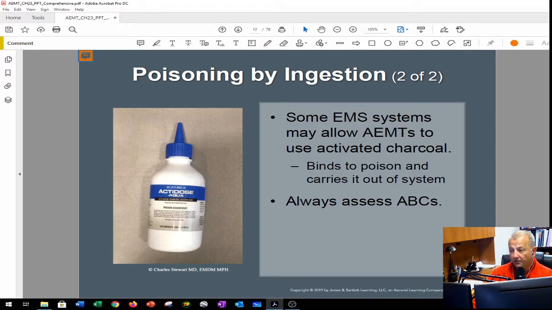A lot of times, so let's talk about treatment. Treatment for poisons by ingestion will usually consist of just providing oxygen, if needed. If it's a pediatric patient, providing oxygen as the patient will allow, and transport. That's usually our best bet, to get them there so that activated charcoal can be administered in a safe way. They can put an NG tube down and deliver it straight to the stomach.